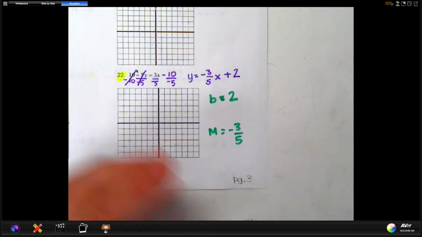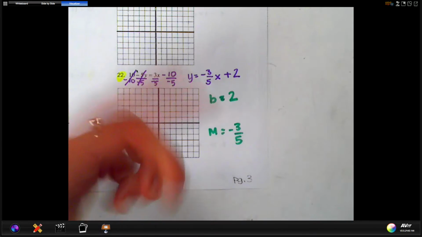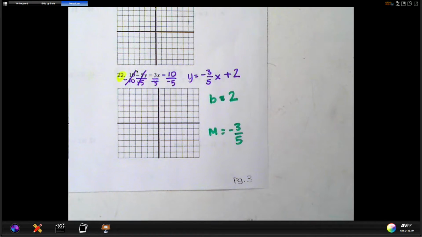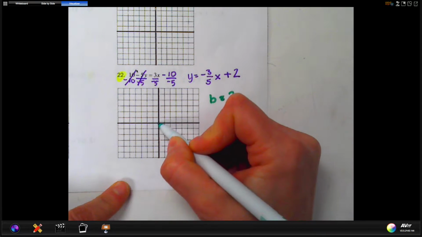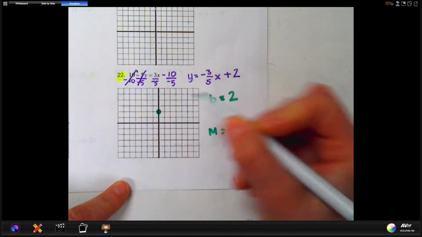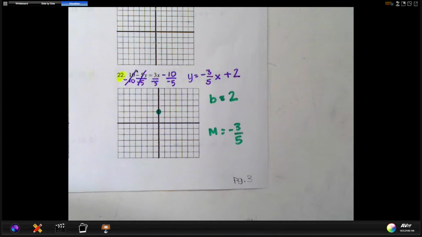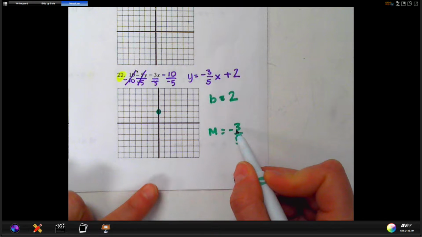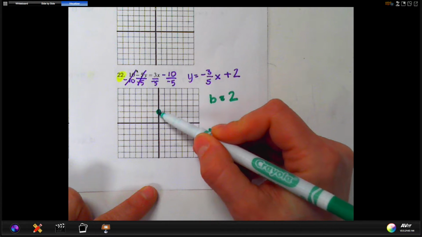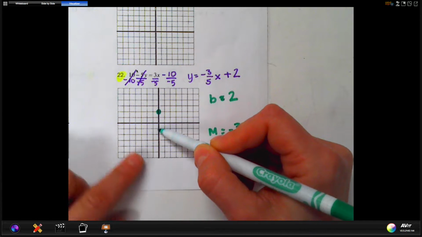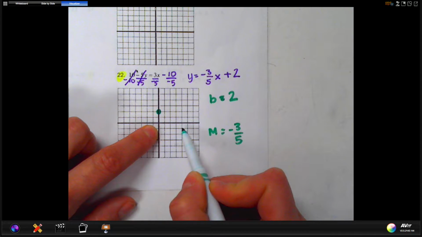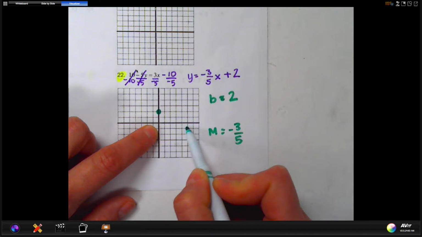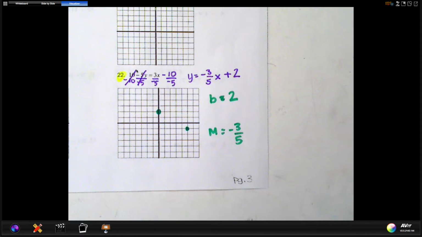Now, we can put the negative with the top or the bottom depending on how it fits on the graph. So we'll take a look and see if it fits the way we have it. So we're going to start with 2 on our y line, so go up 1, 2. We go up this time because it's positive. And then our rise now is negative 3, so we will go down 1, 2, 3. And our run is positive 5, so we'll go right 1, 2, 3, 4, 5. And that's our next dot. And it fits that way, so we can leave it.